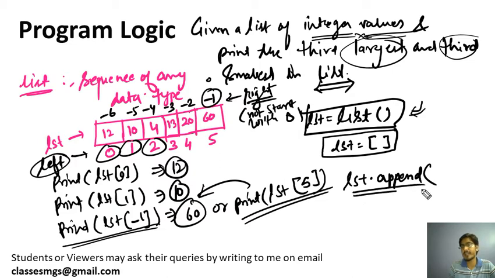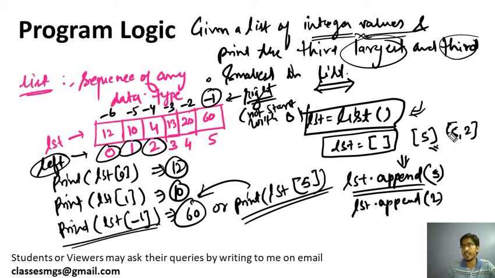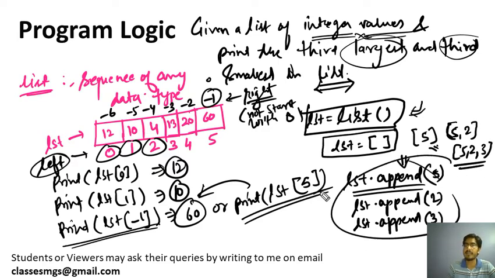Then the list dot append method will be used to add a new element in the list. Let's suppose you want to add 5 in this list, then the list will become 5. If you want to add one more element, you will write list dot append again. Let's suppose you want to add 2, then the second time this list will become 5 comma 2. And let's suppose a third element you want to add, keep on adding using the append method. Let's suppose 3, then it will be 5 comma 2 comma 3. This is how you can add the element in the list.